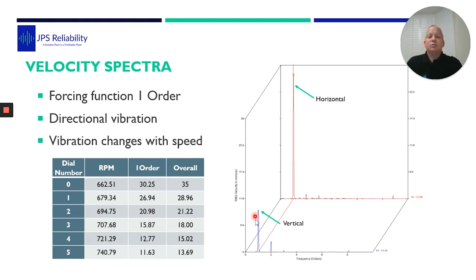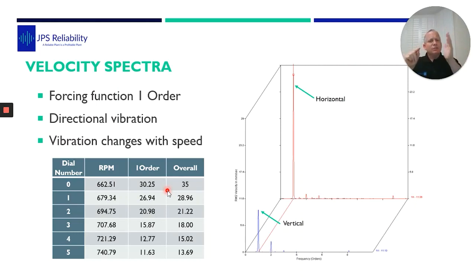So here you can see horizontal, vertical. So we're talking radial at the top, so that's 90 degrees apart. Huge directional vibration, all at one order. Now these pumps run on the set dial from 0 through to 5, so 6 set points, and they all had slightly different characteristics, but every one, as you increase speed, the vibration got better.